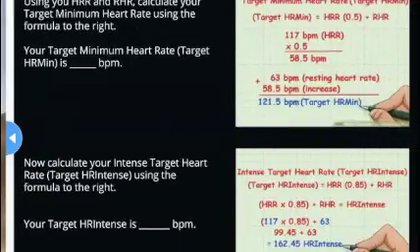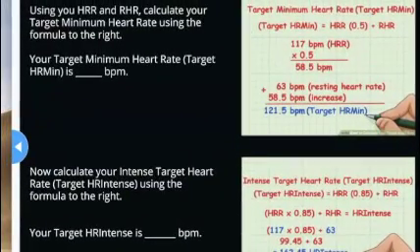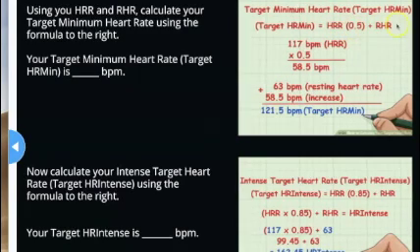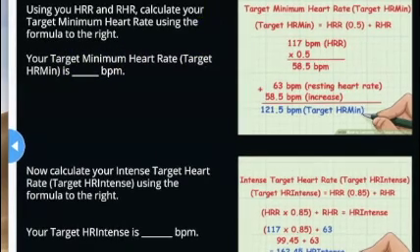Okay, moving on. Here's HRR. Moving on to the next slide. Now, using your HRR, which you just calculated, and your resting heart rate, which you first calculated, calculate your target minimum heart rate using this formula. All right, so you're going to take your HRR and multiply it by 0.5, and then you're going to add your resting heart rate. That number is your target minimum heart rate. Write it down in your notes.